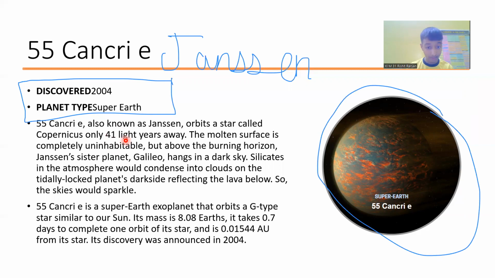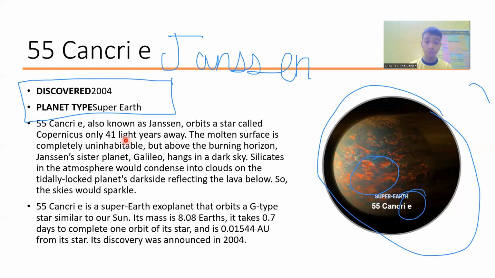Janssen's sister planet Galileo hangs in the dark sky. Silicates in the atmosphere would condense into clouds on the tidally locked planet's dark side, reflecting the lava below. So the skies would sparkle. As we can see in the figure, these red spots are the lava, which makes the planet sparkle in the skies.